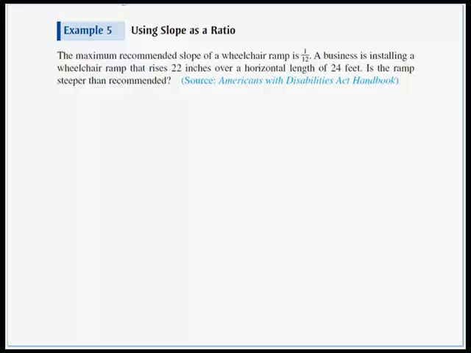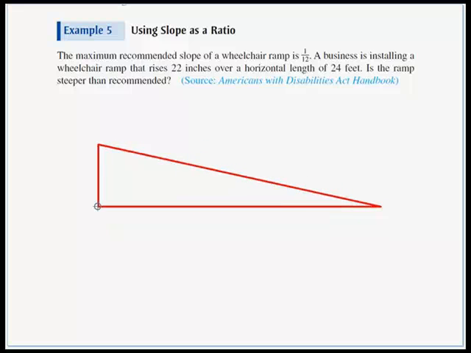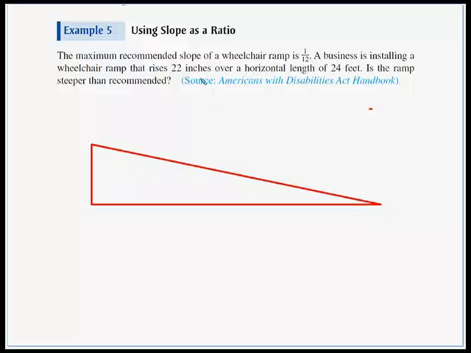So, let me see if I have a triangle tool here. Yes. So, put it this way, I guess. And it says it rises 22 inches, so the ramp went up 22 inches over a horizontal length of 24 feet. Is the ramp steeper than recommended? We want our slope, m, to be less than or equal to 1/12. That's the maximum that it can be. So our ramp has to be equal to that or less.